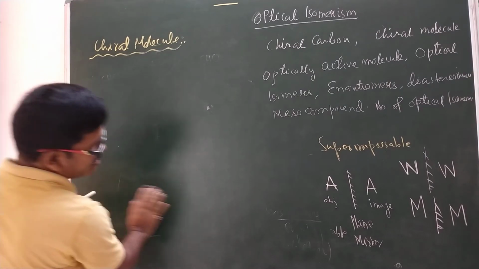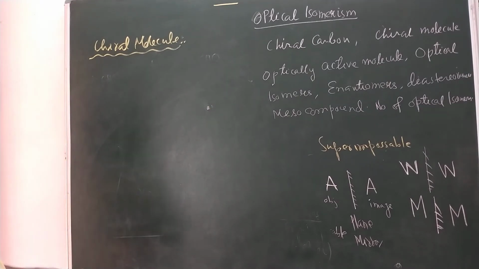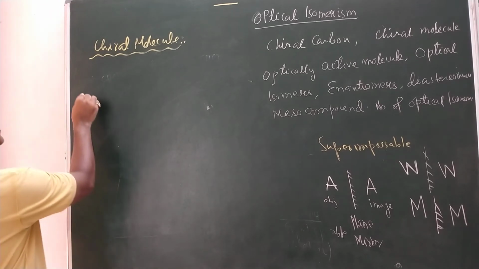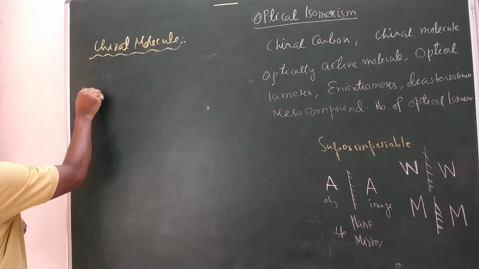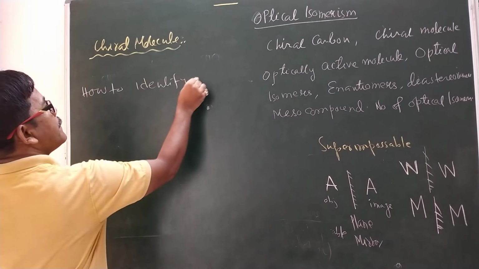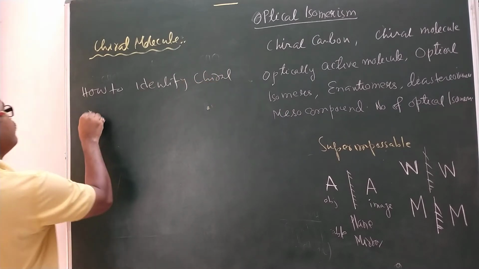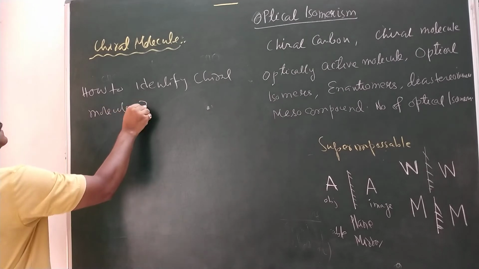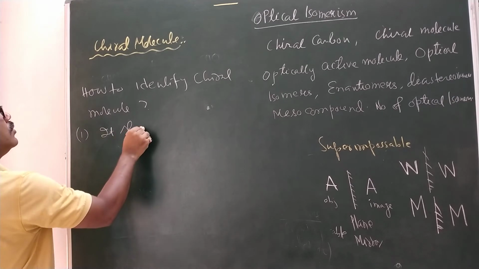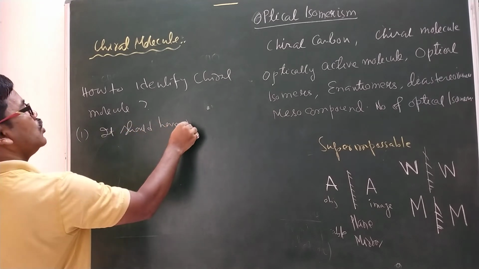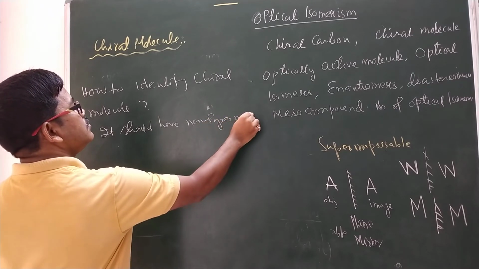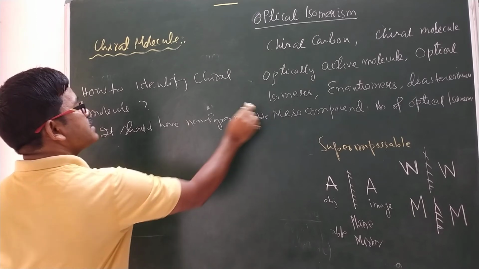There are some basic tricks which can help you to identify the chiral molecule. How to identify a chiral molecule? First thing, it should have a non-superimposable mirror image.